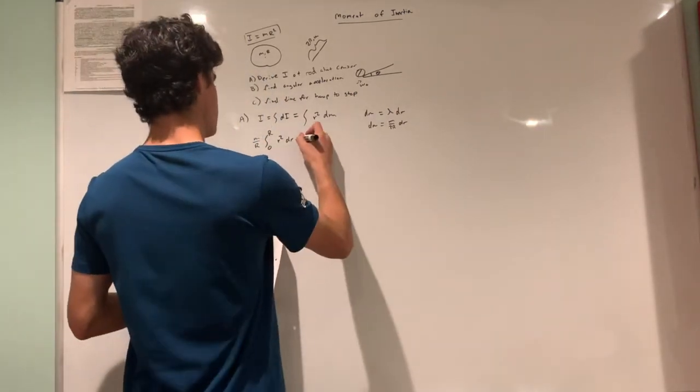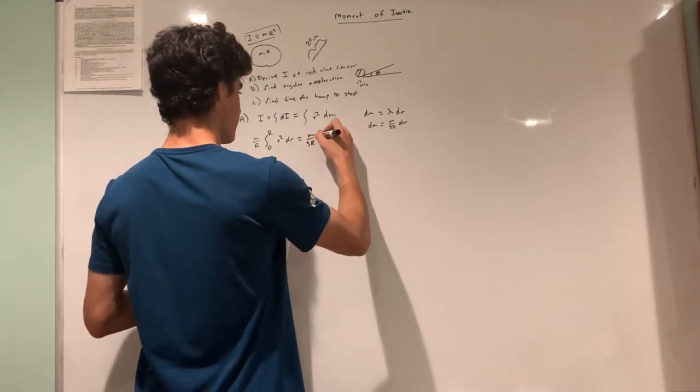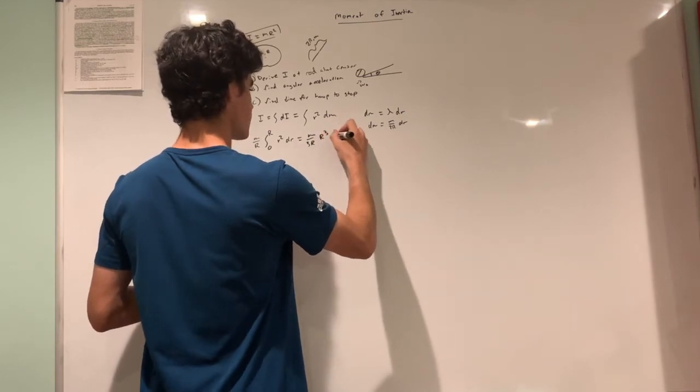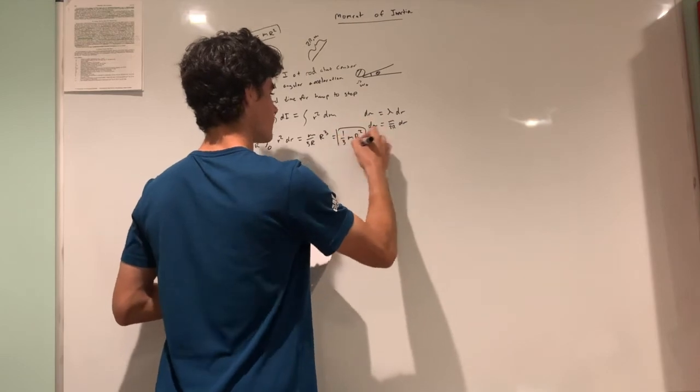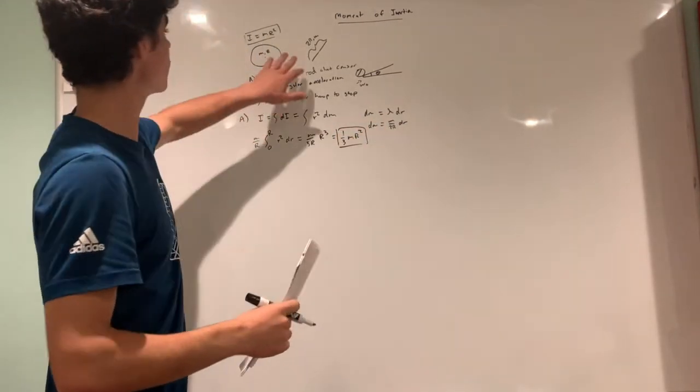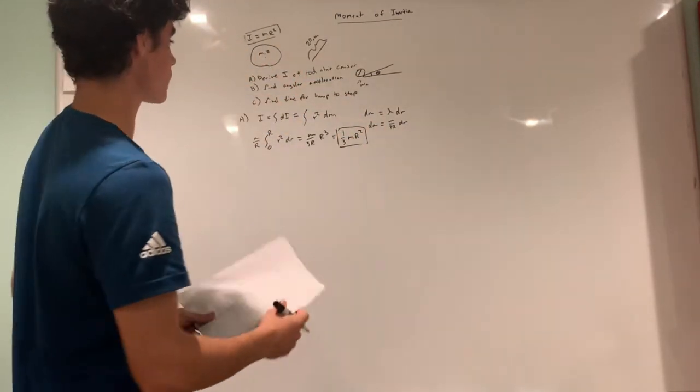Going through the derivation, we'll have m over 3r times r cubed, which we will end up with as the expression for the moment of inertia of a rod about its center.